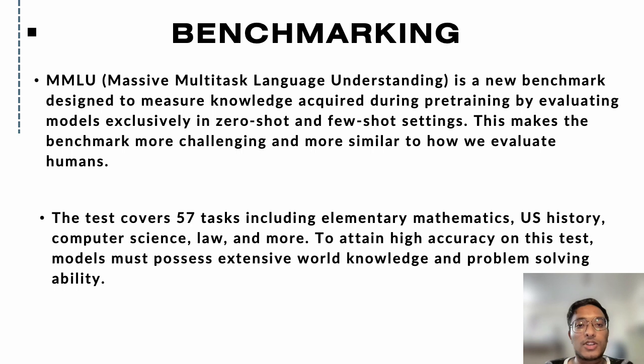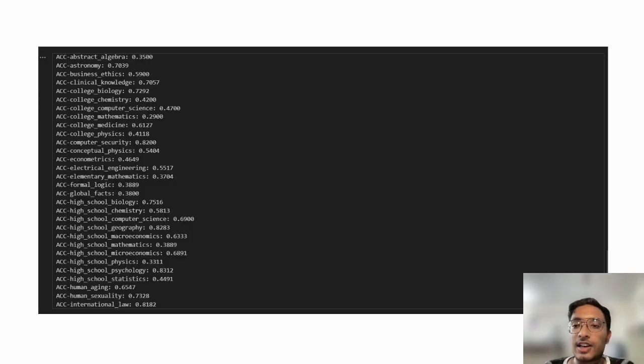Now, let's talk about the benchmarking. As large language models continue advancing, we need more robust benchmarks to evaluate their capabilities. We need to test models' world knowledge and reasoning skills as well. MMLU, or Massive Multitask Language Understanding, benchmarks aim to fill the gap. It comprises a diverse set of 57 tasks spanning multiple domains like mathematics, history, science, law, and more.